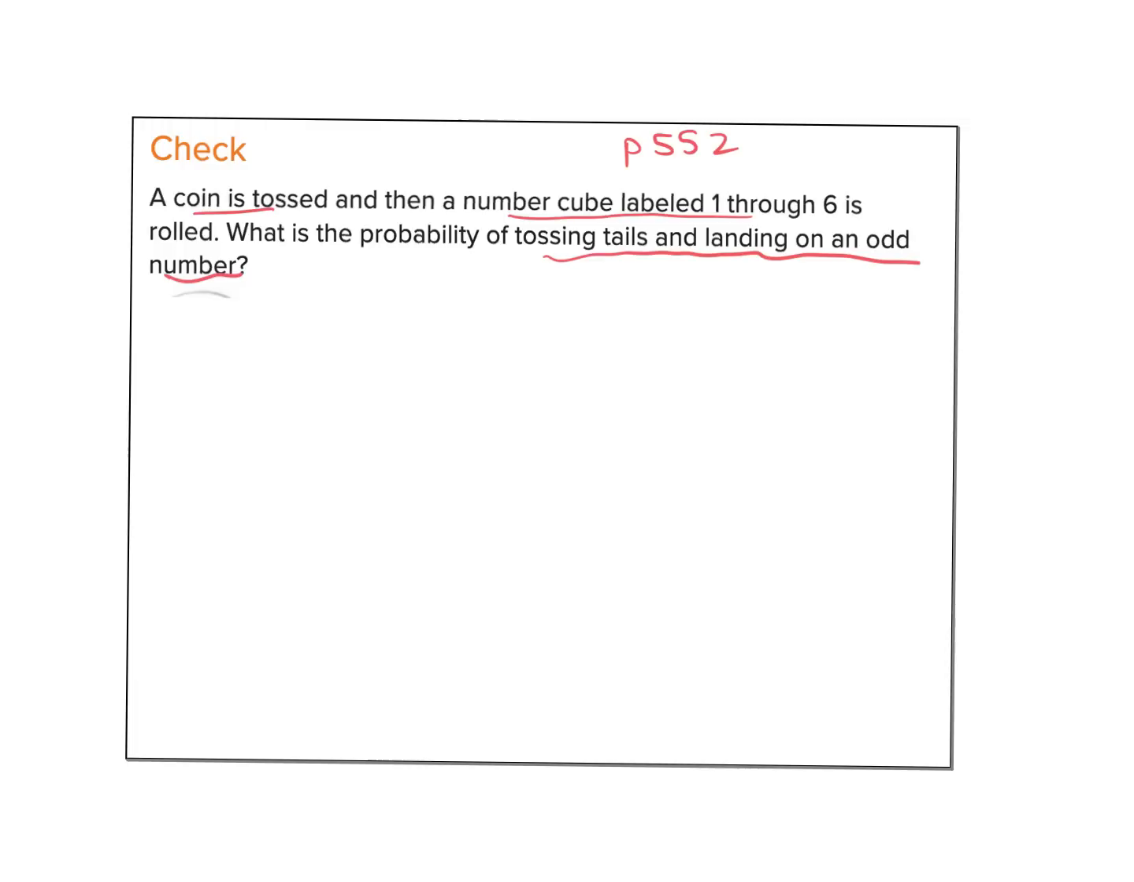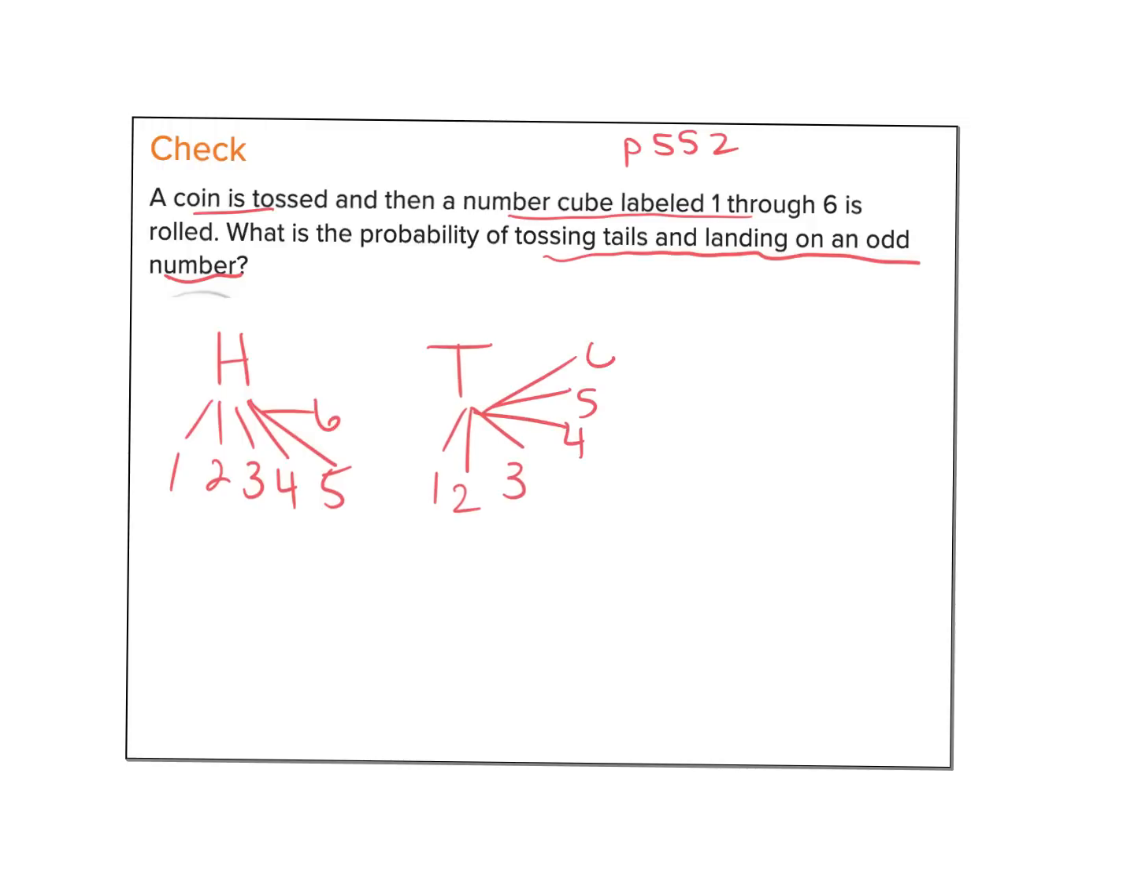All right, so this time I'll just draw a little tree diagram. So if I'm tossing a coin, I can get a heads or a tails. And then when I roll the dice, I can get a 1, a 2, 3, 4, 5, or 6. Same thing with the tails. I can get tails and then a 1, 2, 3, 4, 5, or 6. All right, so total, when I flip a coin, I have 2 options. When I roll a dice, there's 6 options. 2 times 6 is 12. There's 12 total outcomes. That goes on the bottom, possible outcomes.